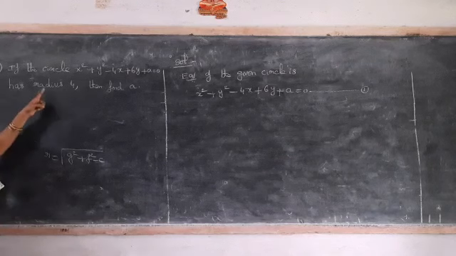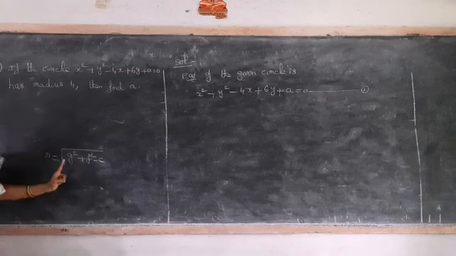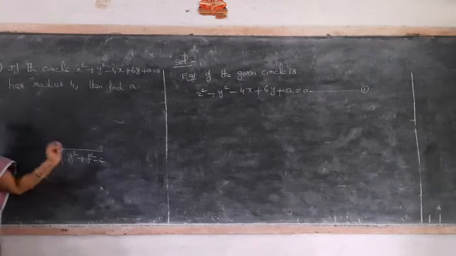That is, before touching hypothesis radius is equal to 4, first we have to find g comma f comma c.